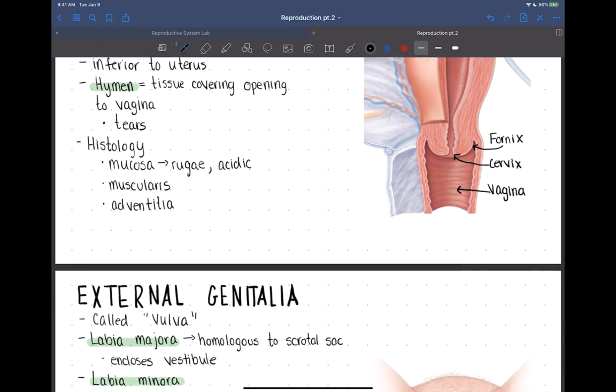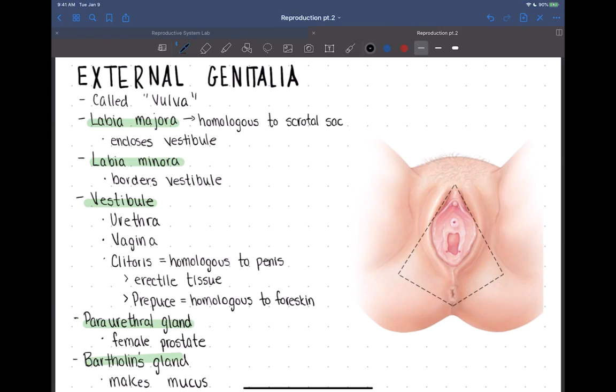Okay. Now the external genitalia, also called a vulva. We're going to start with the labia majora. The labia majora are a structure in females that is homologous to the scrotal sac in males, right? Homologous just means that it has the same developmental origin. Just in males, it develops into a scrotal sac. In females, it becomes the labia majora. And the labia majora is going to enclose the vestibule, okay? And the vestibule is also bordered by the labia minora.